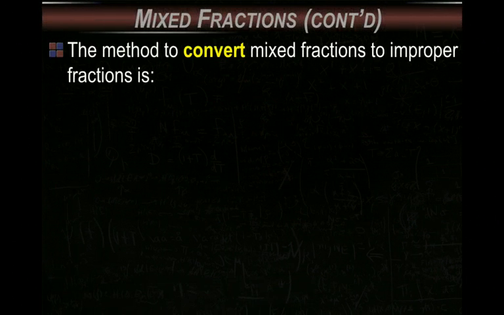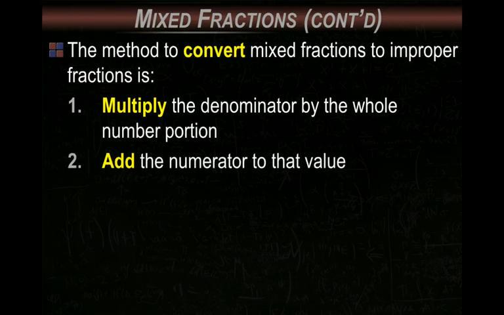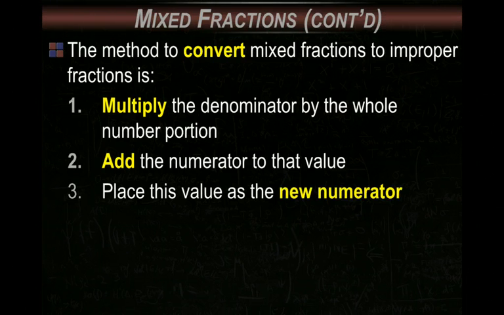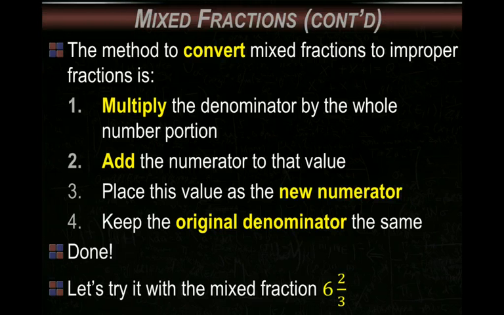So that's what I'm going to show you how to do. To convert a mixed fraction to an improper fraction, step 1, multiply the denominator by the whole number. Step 2, add the numerator to that value. Step 3, place that value as the new numerator. And step 4, keep the original denominator. So now I'm going to show you this in an example. So here's the mixed fraction 6 2/3. And I made a nice little animation to demonstrate this for you. Okay, so let's watch this.